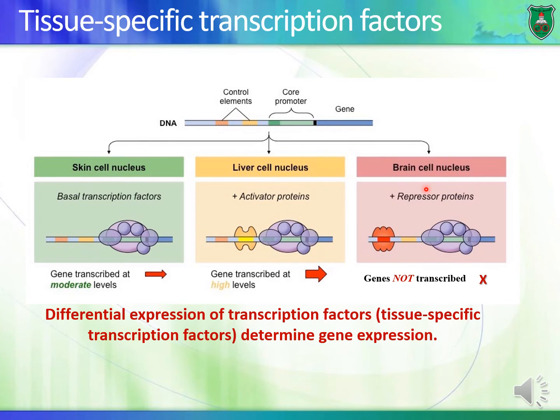Now, in brain cells, there's no expression for this gene. Even though you may have the pre-initiation complex associated with DNA, you have a repressor that binds to a regulatory region upstream of the core promoter, suppressing expression. So you have tissue-specific expression of genes as well. And this is determined by promoter-proximal elements as well as regulatory proteins such as activators, repressors, and so on.